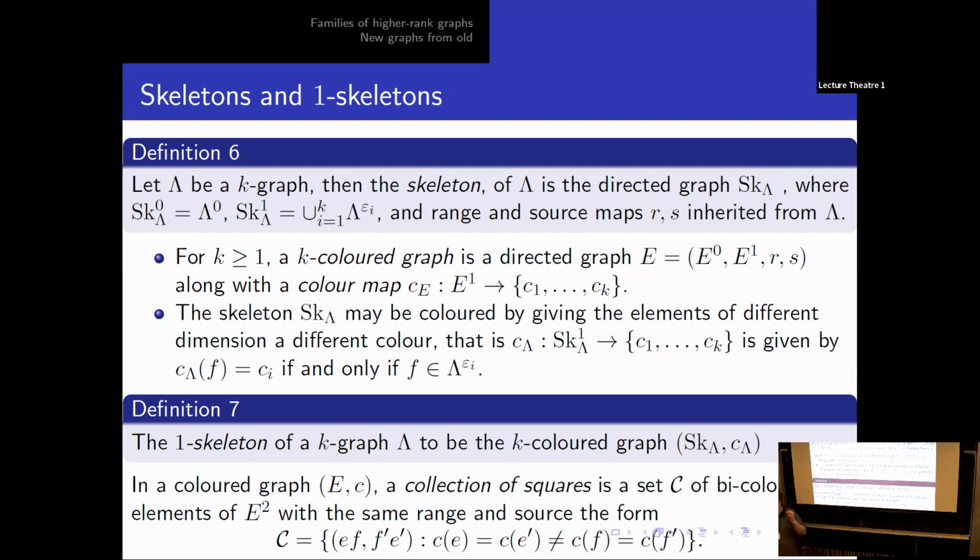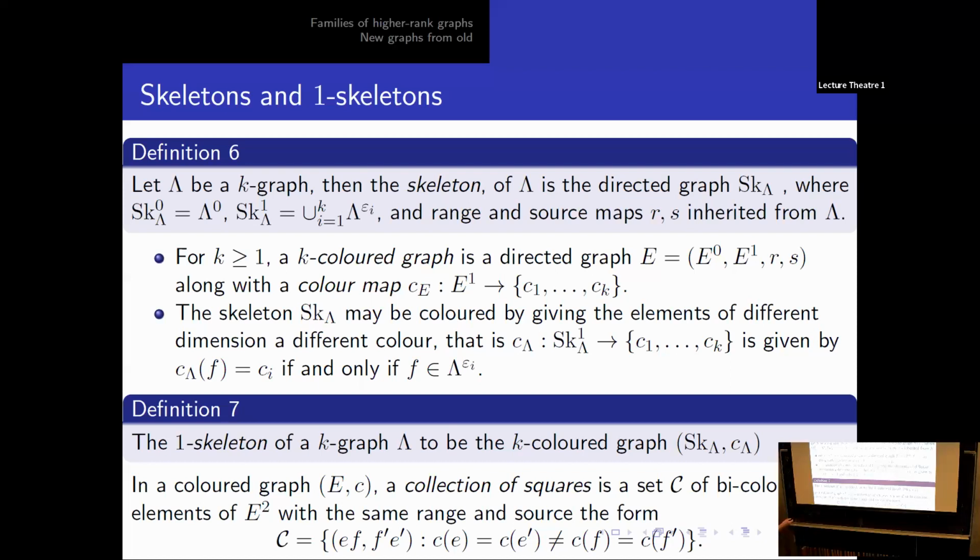Remember, I mentioned squares at the beginning. They really tell you all about the structure of the graph. And those squares fit together in a very nice way. So you've got to look for a collection of squares that fit together in the same sort of way that they do in a k-graph. And then from that data, you can go back up to the k-graph.